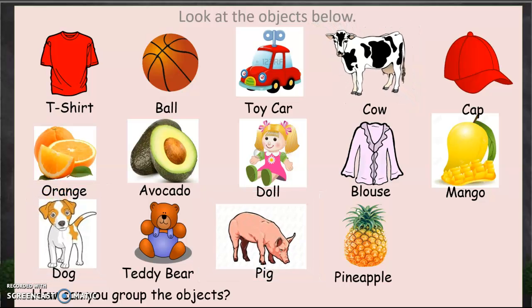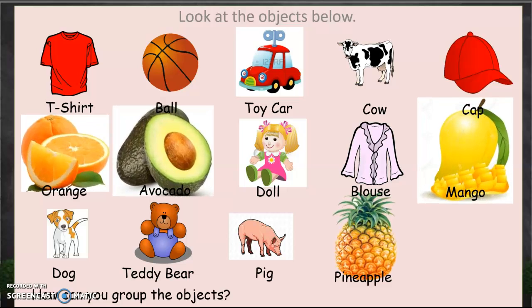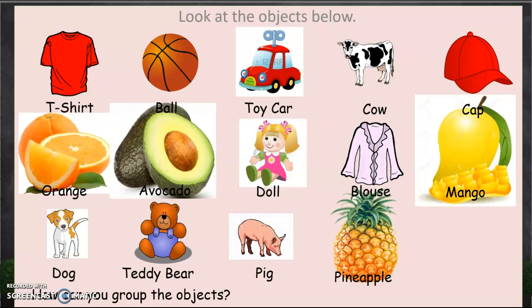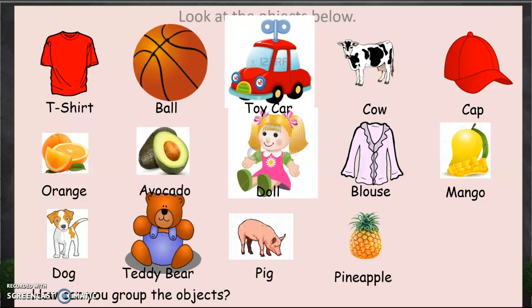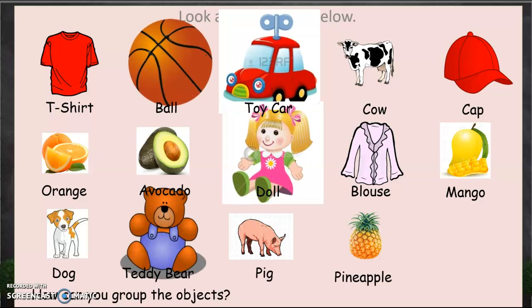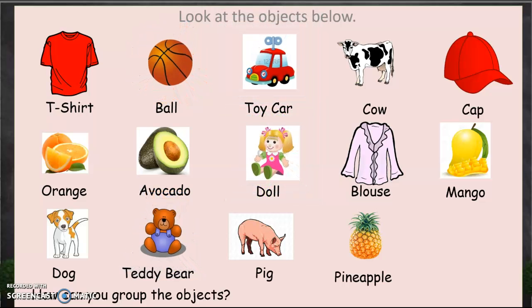Next, orange, avocado, mango, pineapple. So these are fruits, a set of fruits. Next, ball, toy car, doll, and teddy bear. So these are toys, or a set of toys. So we can group them according to their characteristics or use. So it is definitely common for us to use the concept of set in everyday experience.